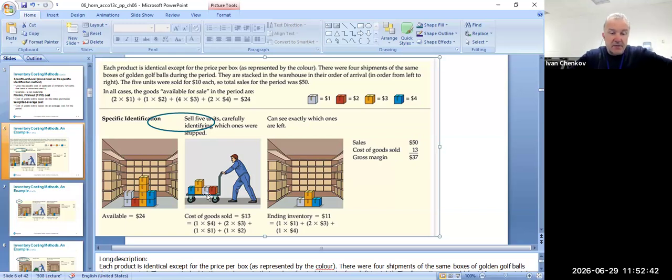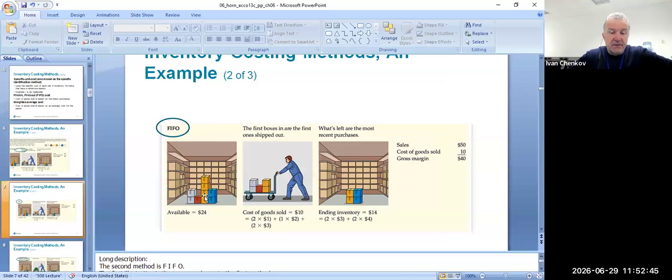That's specific identification. Now let's see the next one, first in, first out.